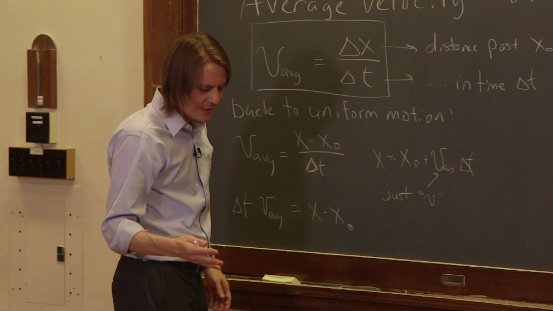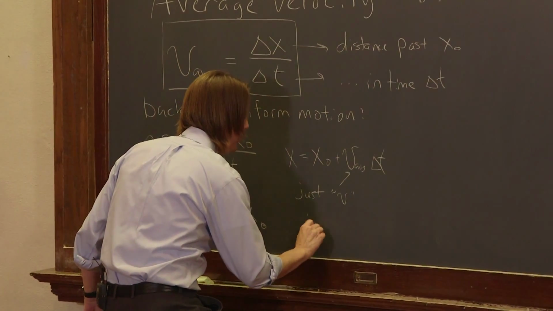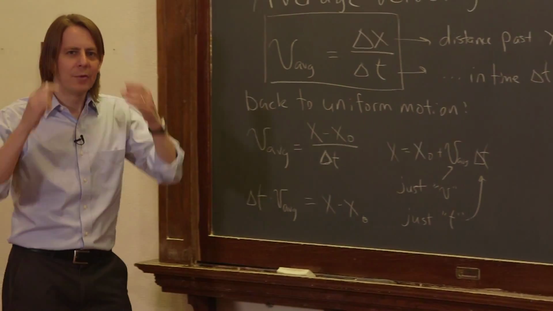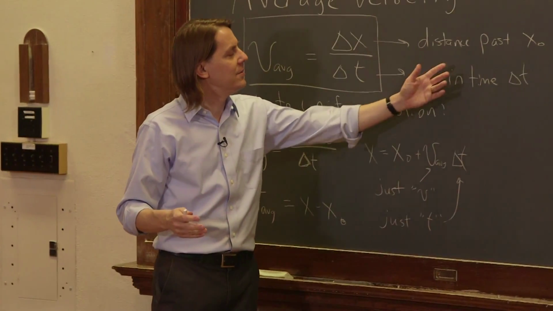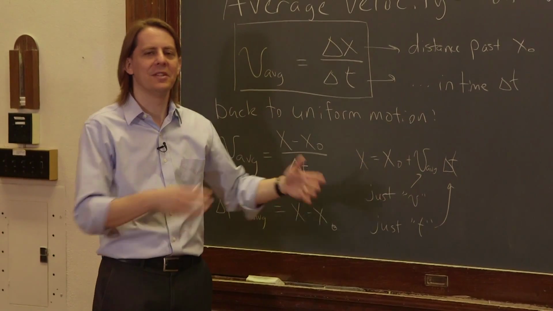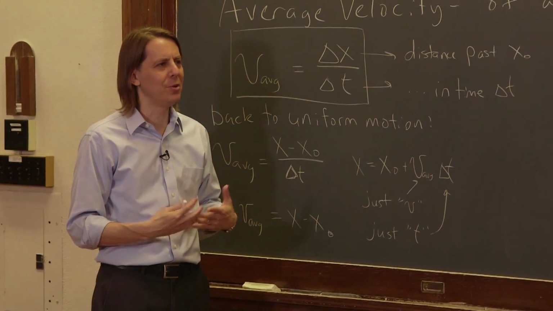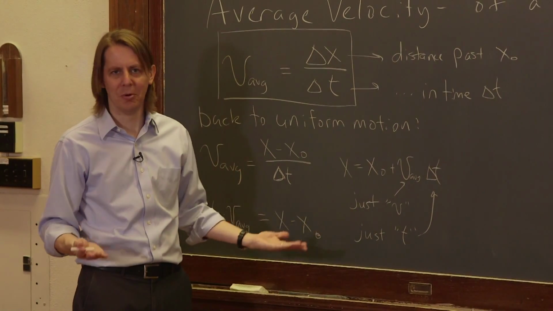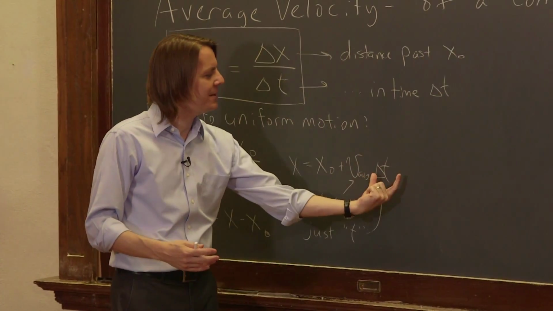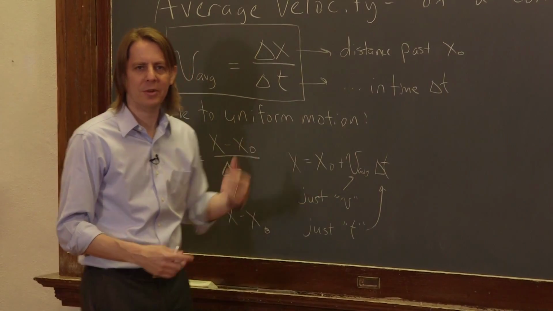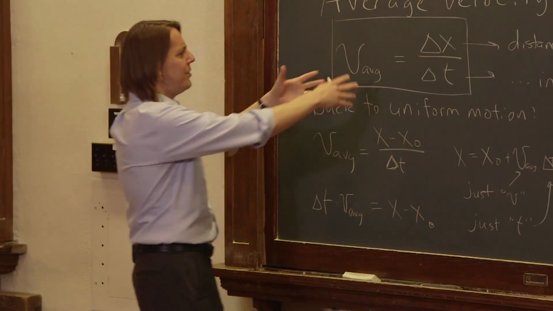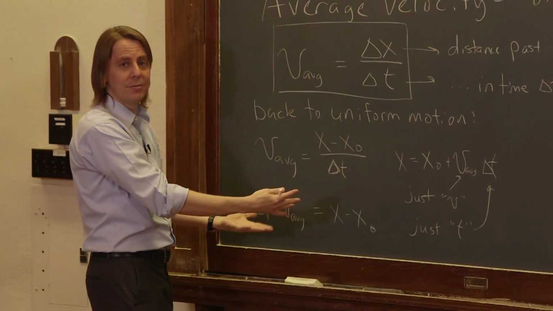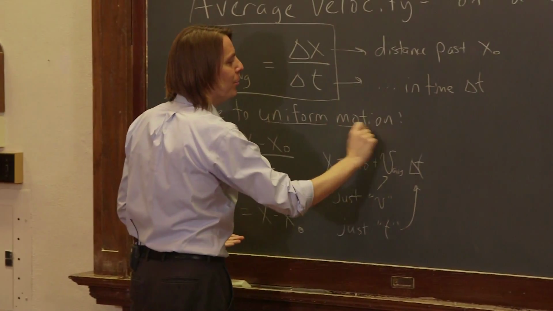And delta t, before, was just t. The reason is that delta t is really the time past t naught. It's like t minus t naught. But t naught is almost always 0, right? t naught means the time when the time is 0. So you can often replace t minus t naught with just t, like we did in the last part. So the point is, this definition of average velocity, if you consider uniform motion, actually matches what we did before for uniform motion.